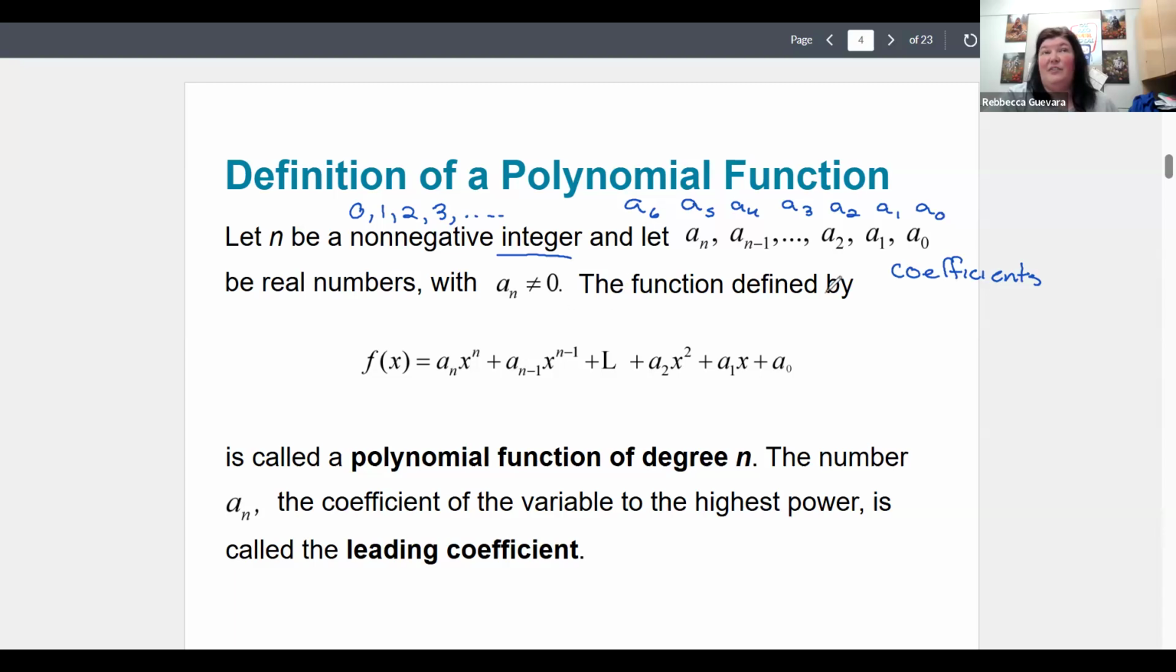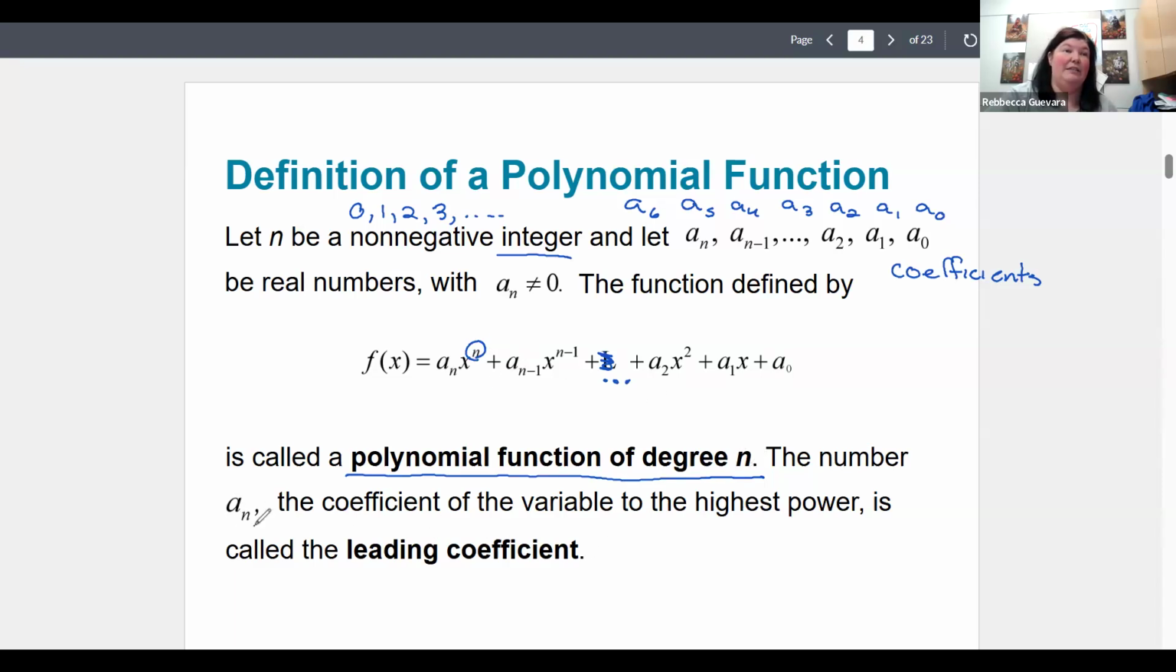The function defined for a polynomial is that we have a sub n times x to the n plus a sub n minus 1 times x to the n minus 1 plus, that's a typo there, it was supposed to be dot, dot, dot, a2 x squared plus a1 x plus a naught, or a0. This is going to be called a polynomial function of degree n. So notice that n is the degree of the polynomial.